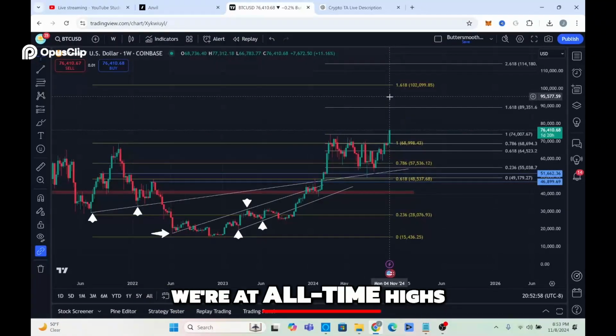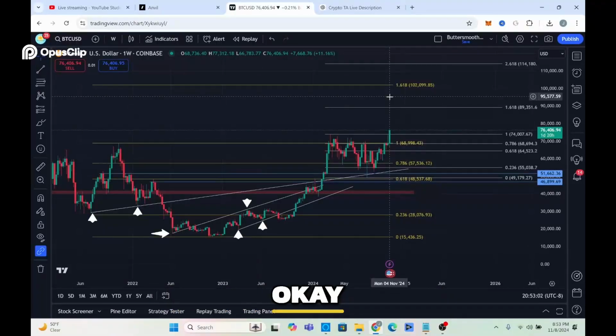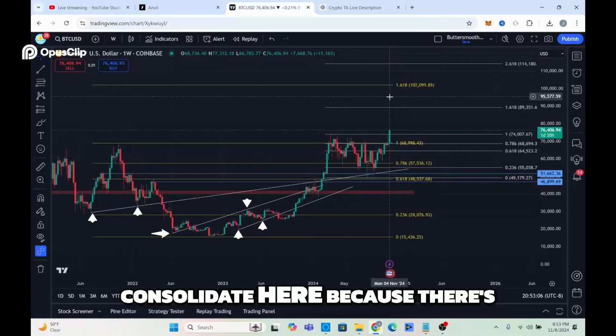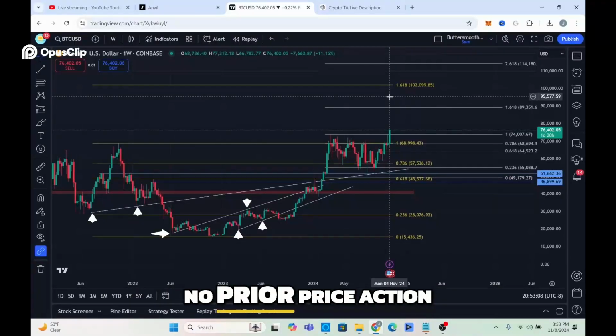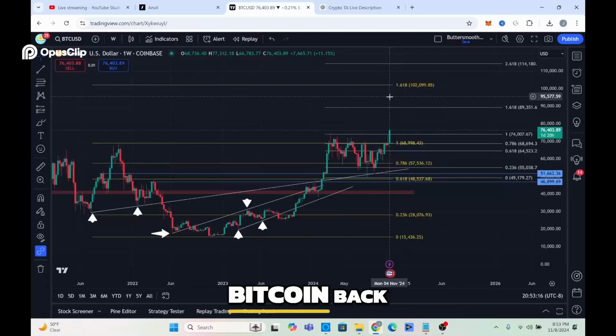We're at all-time highs, and typically at all-time highs, price just moves. Okay. There's no in between. We're not going to consolidate here because there's no prior price action, right? There's no resistance here. So there's nothing that would really be holding Bitcoin back.